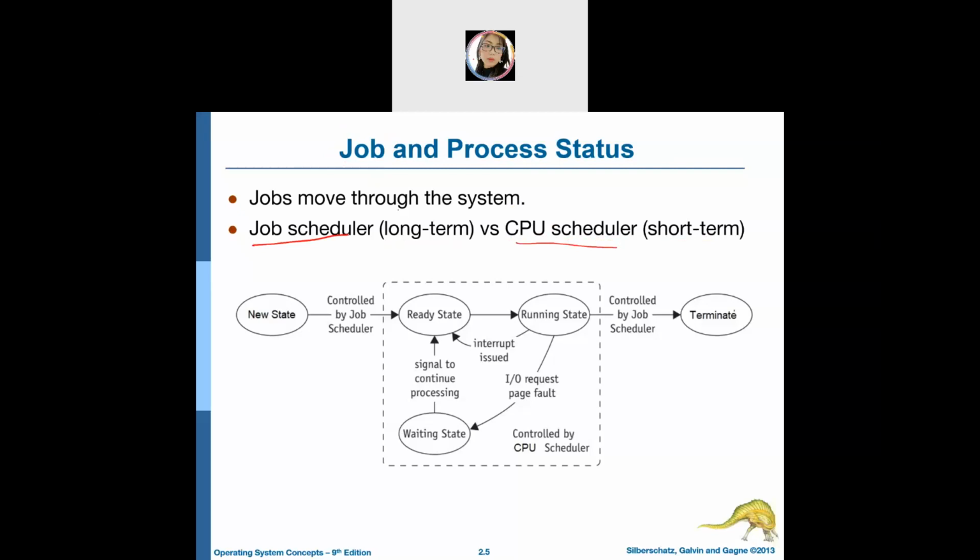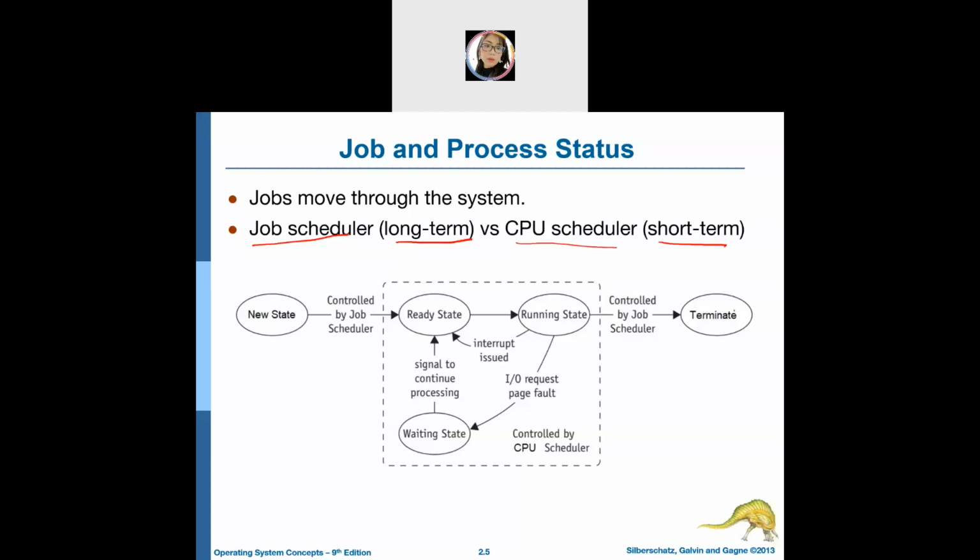And a job moves through the system. So all of this is like a job. We also normally call it a task. So it is a job. And you need to remember to think long term for a job scheduler, short term for a CPU scheduler. Let's take a look at this diagram. This one is the 5-step model: 1, 2, 3, 4, 5.